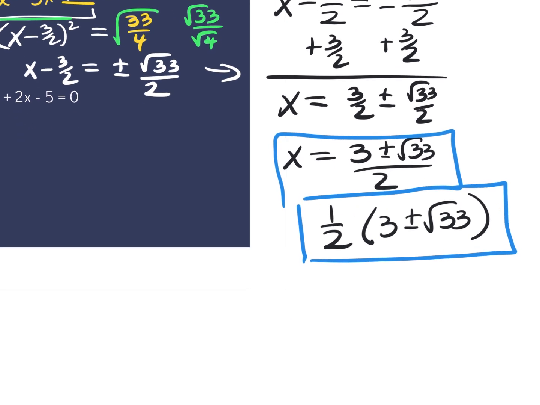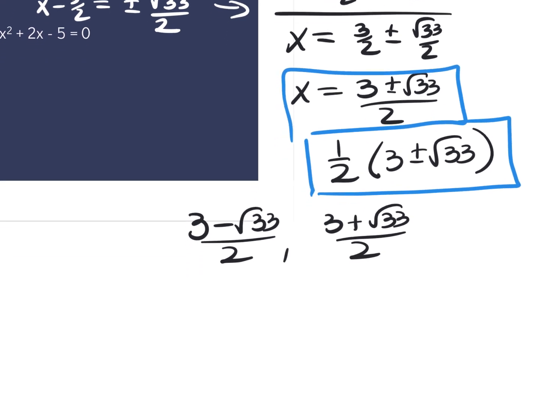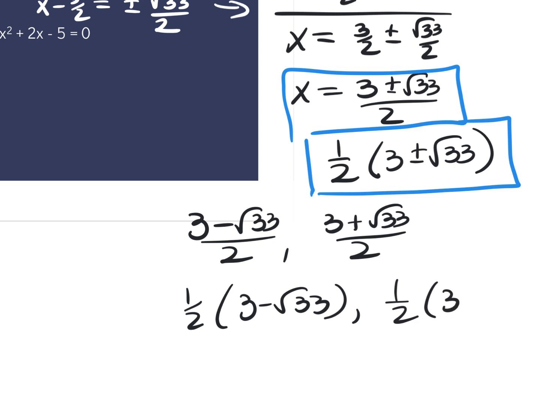On WebAssign, you're going to do 3 minus the square root of 33 over 2, 3 plus the square root of 33 over 2. Or again, you could also do the 1/2 and then just do 3 minus root 33, comma, 1/2, 3 plus. All of these are acceptable answers. You know, be able to recognize all of these maybe for a PSAT or an SAT.